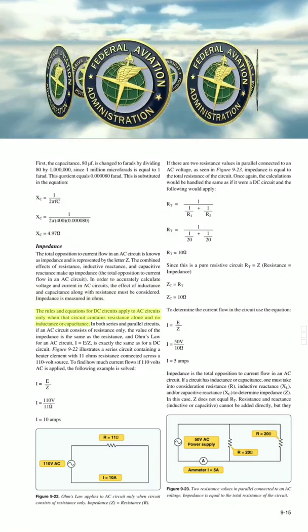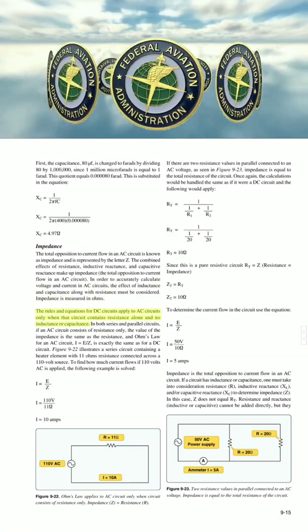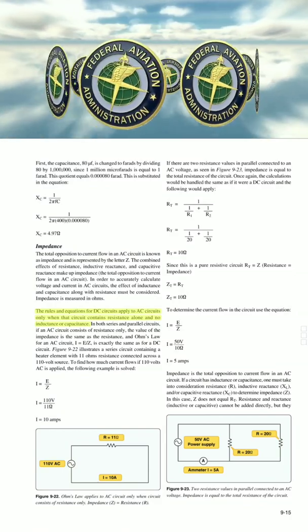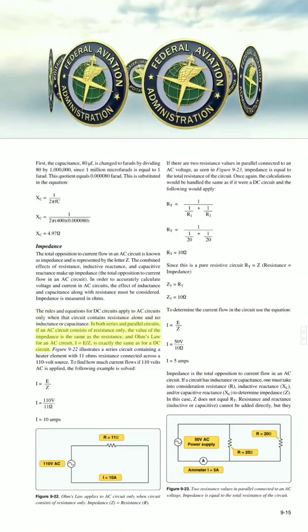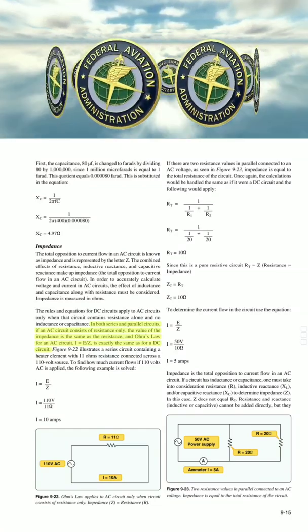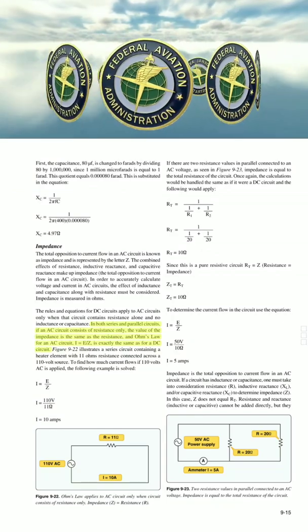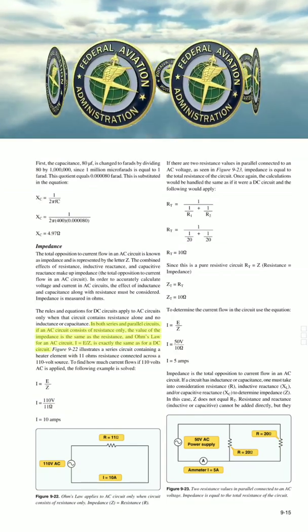The rules and equations for DC circuits apply to AC circuits only when that circuit contains resistance alone, and no inductance or capacitance. In both series and parallel circuits, if an AC circuit consists of resistance only, the value of the impedance is the same as the resistance, and Ohm's law for an AC circuit, I equals E/Z, is exactly the same as for a DC circuit.